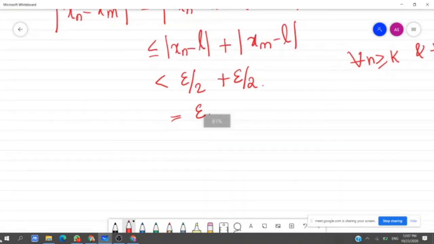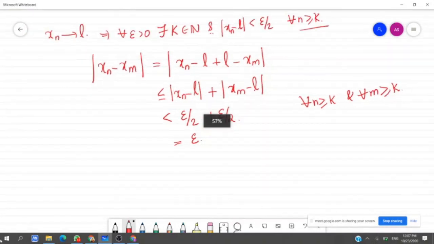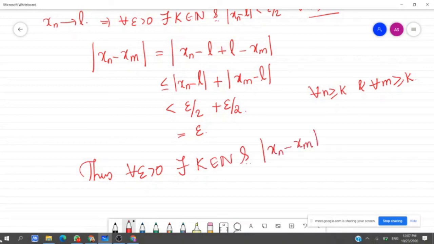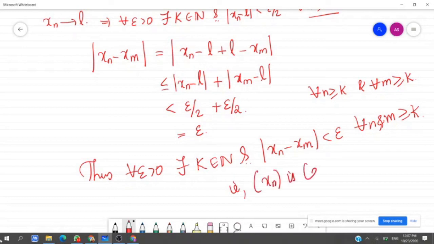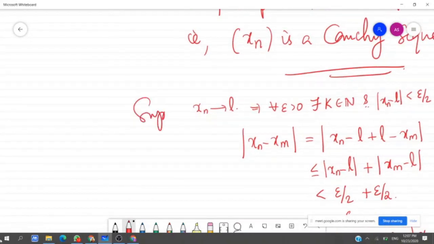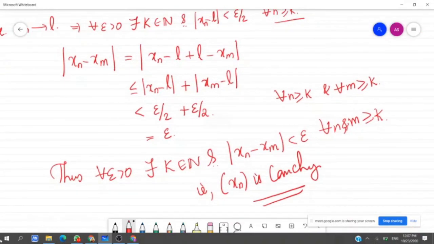So we have for every epsilon greater than 0 there exists a positive integer k such that the distance between the terms of the sequence is less than epsilon after the kth term. So that means sequence xn is Cauchy. In this way we can prove it: by assuming the sequence is convergent, we can prove that the sequence is Cauchy. This is an alternate proof.